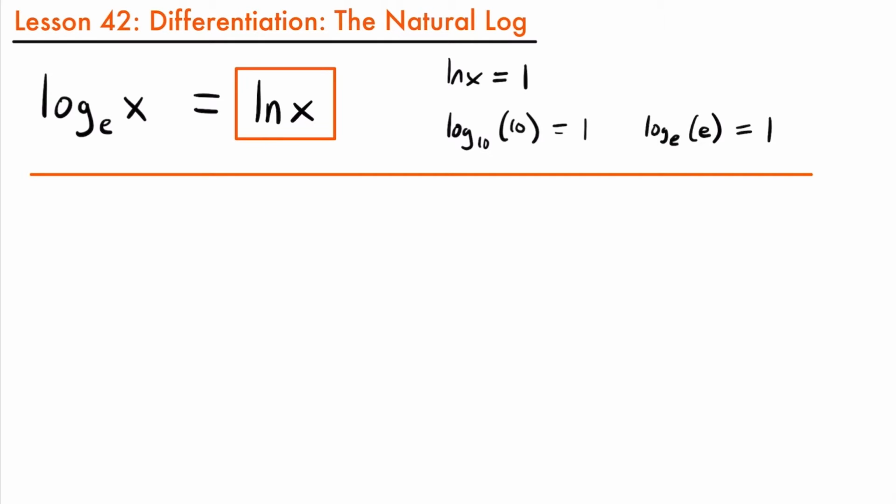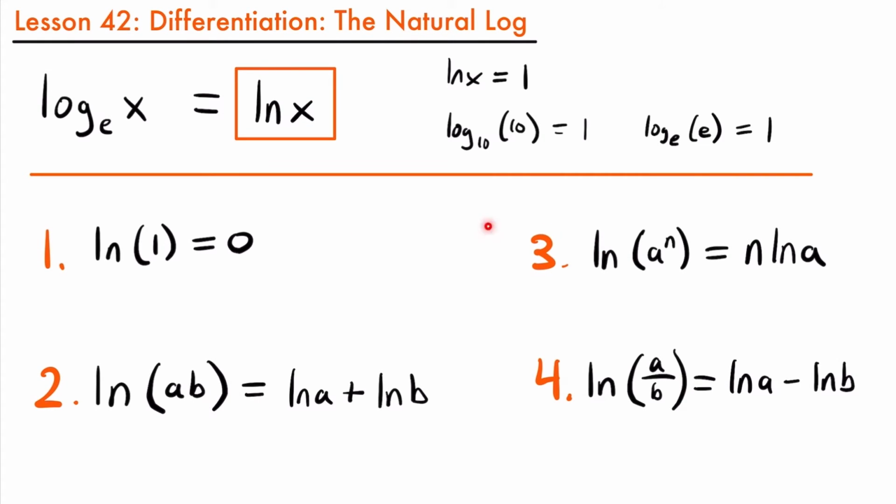And so before we look at the derivative rule, or how to take the derivative of the natural log function, we need to also recall some of the properties of logarithms as they pertain to the natural log function. And so here we have four very important properties of the natural log function. The first one is that the natural log of 1 is equal to 0. And then our second property is if we have the natural log of two values, a and b, multiplied together, that is equal to the natural log of that first value, a, plus the natural log of that second value, b.